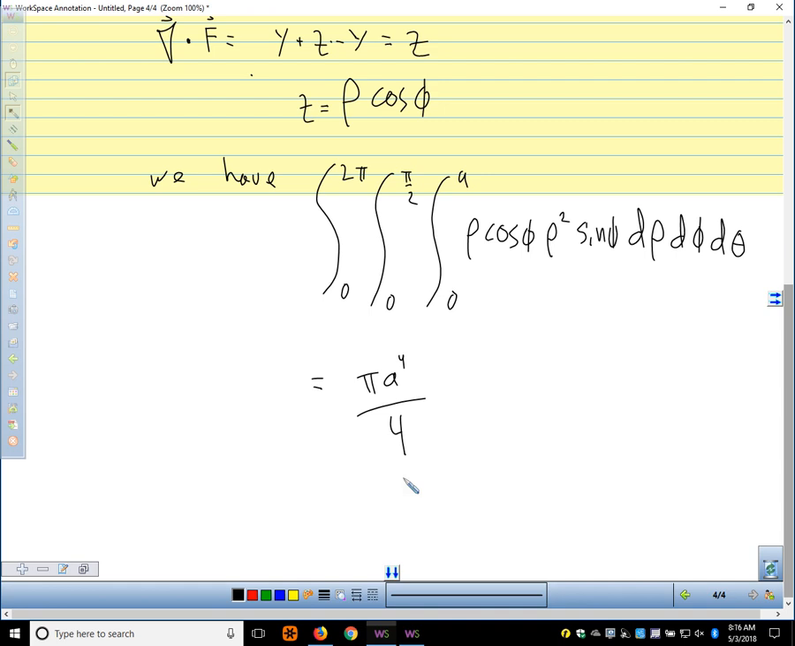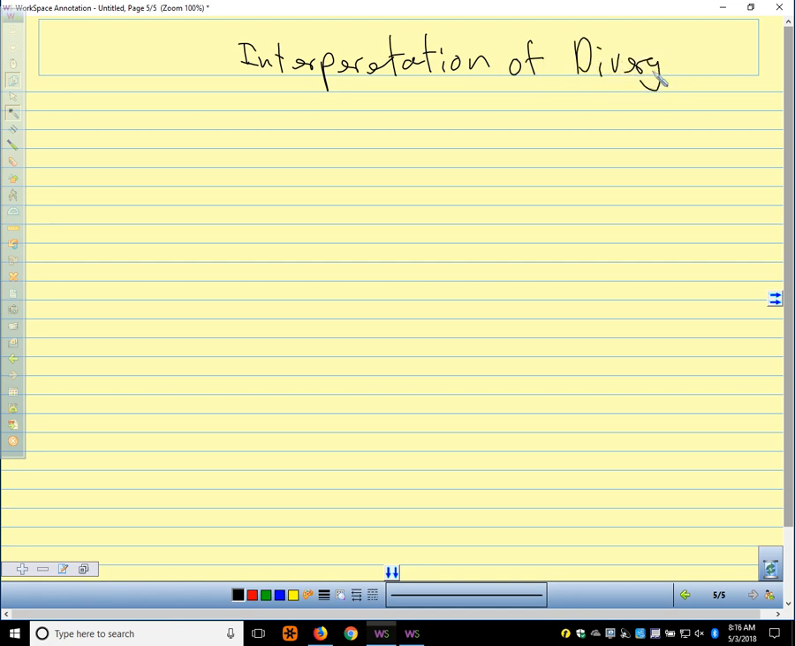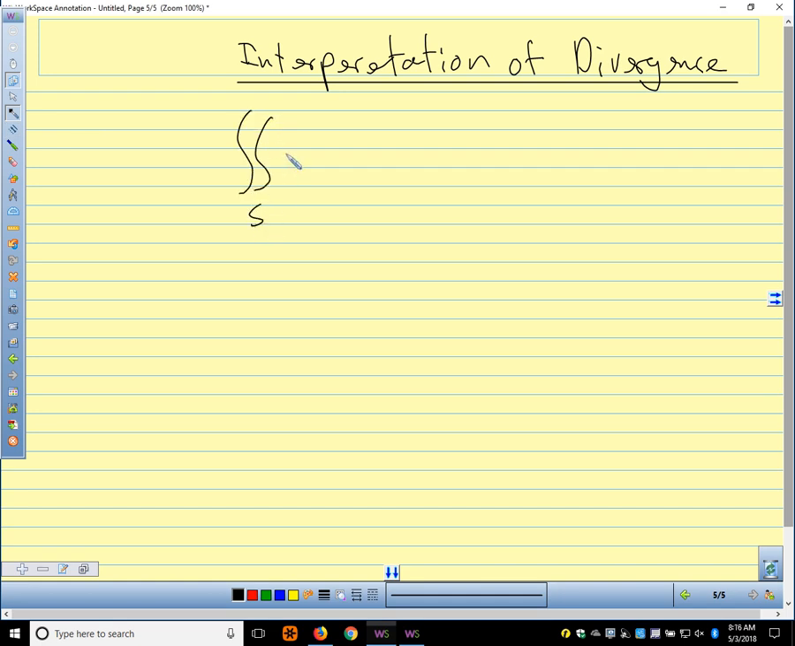All right. Finally, now we can talk about a physical interpretation of the divergence. Interpretation of the divergence. Well, now the divergence theorem tells us, again, that for a closed surface, F dot n dS is a triple integral over the solid region of the divergence of F dV.